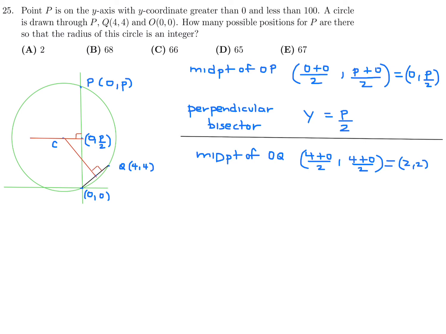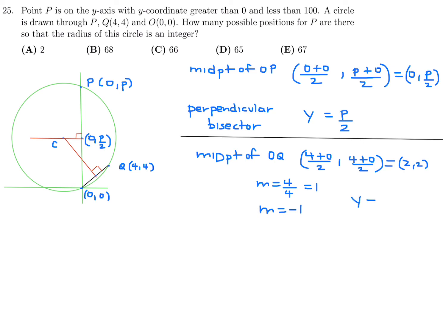And I'm interested really in the equation of that perpendicular bisector. Well, the equation shouldn't be that difficult to figure out. The slope of this line here, OQ, is really rise over run, which is 4 over 4, and that's just 1. So the slope of this line, since it's perpendicular, will be the negative reciprocal, which is -1.